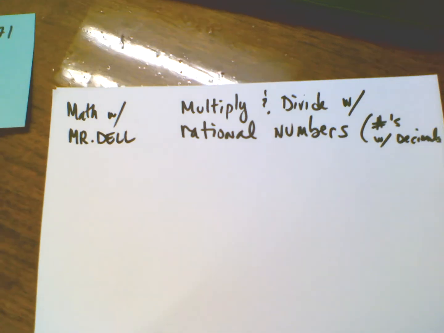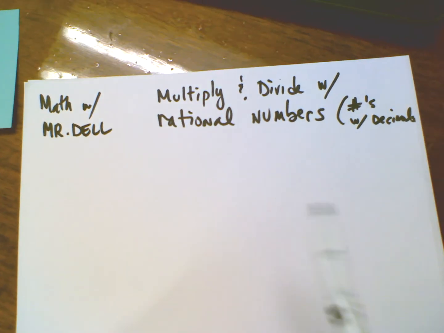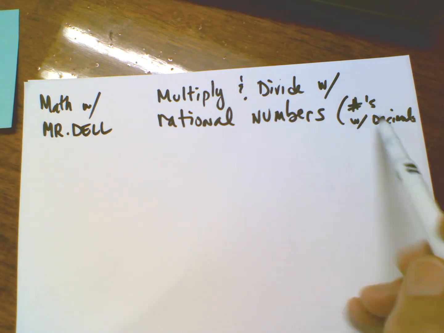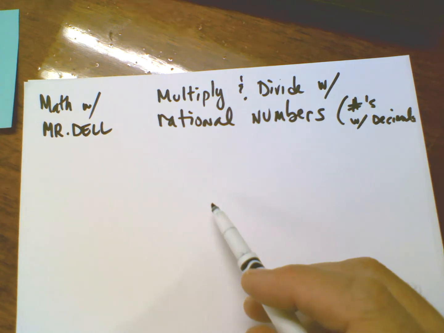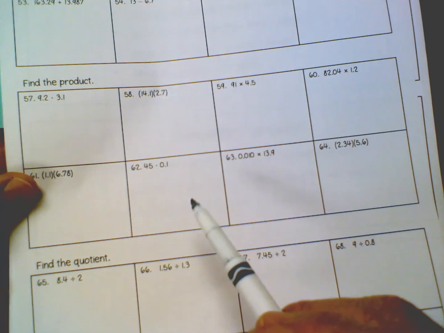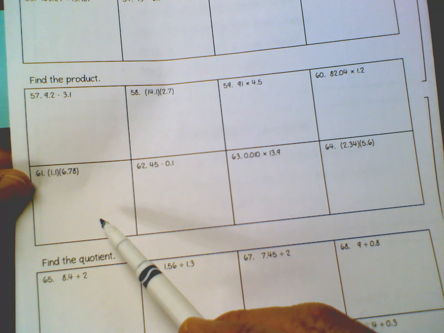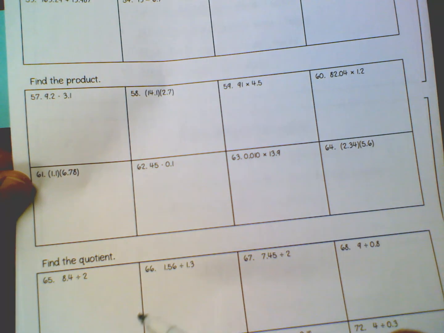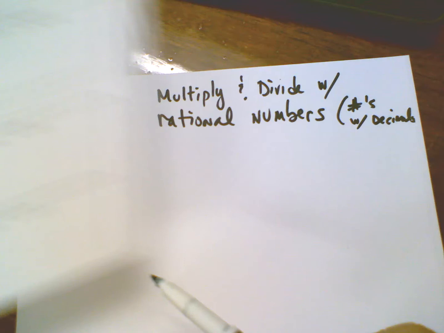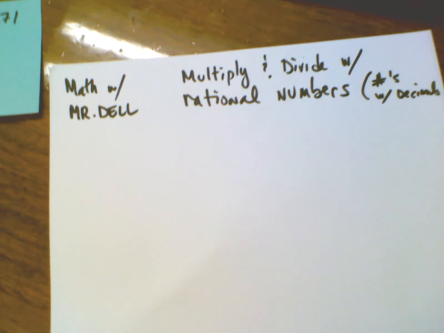Hey guys, so I have been asked to show some examples of multiplying and dividing with rational numbers, specifically numbers with decimals. Okay, so I'm looking here for those specifically, for those who want to know where I'm at. I'm going to be looking at number 61, number 70 and number 71. So I'll try to do those three as quick and efficient as possible.